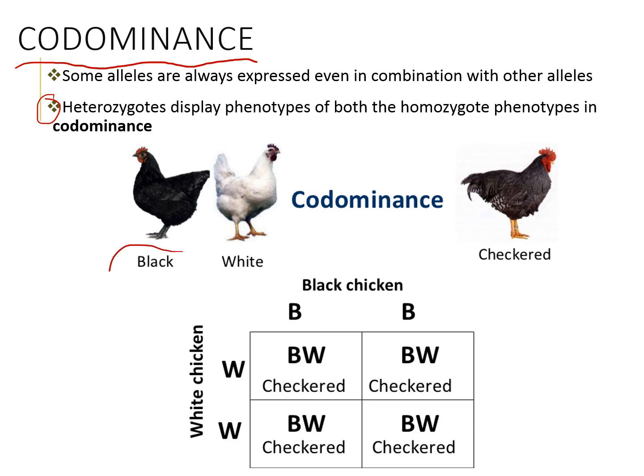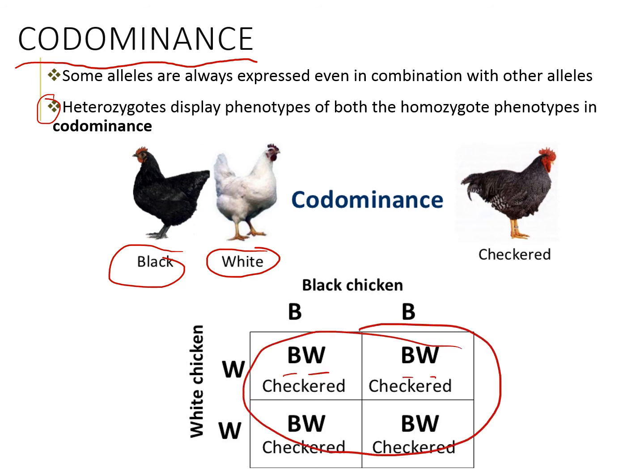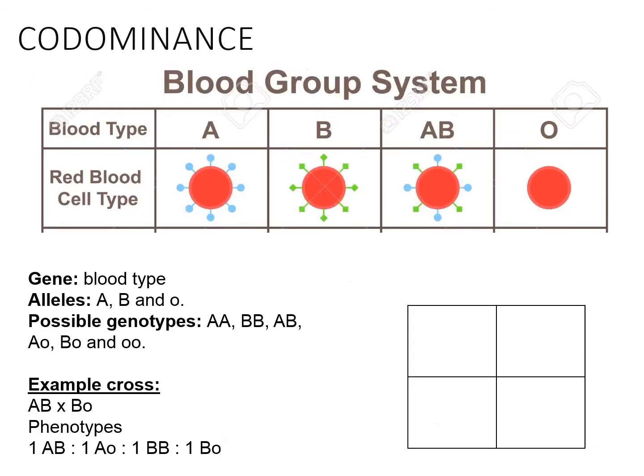So black and white, and this is maybe not the greatest example, which is why we'll go over another one. You cross them, and then you get a heterozygous if they're both purebred, right? So BW, all of the offspring are BW, and they have some black feathers and some white feathers. We call them checkered. Note, it is not gray. It is not an intermediate between white and black, even though, yeah, it does kind of look like that. So heterozygotes display both phenotypes coded for by each allele.